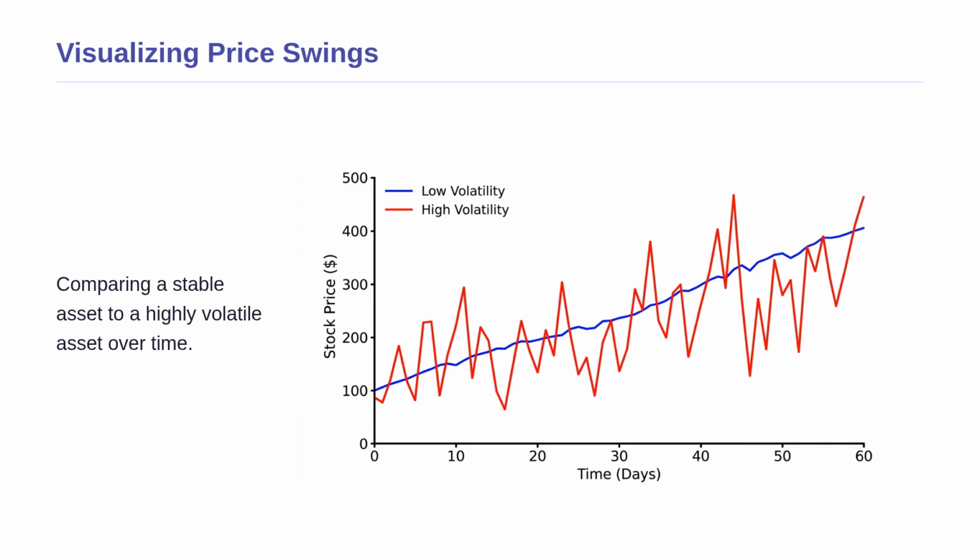Now that we understand the intuition, let us look at this visually. On this graph, the horizontal axis represents time in days and the vertical axis shows the stock price. The blue line represents an asset with low volatility. Notice how it follows a relatively smooth and steady path. In contrast, the red line represents an asset with high volatility. It experiences sharp, unpredictable jumps and crashes. This visual difference is exactly what we want to capture mathematically.